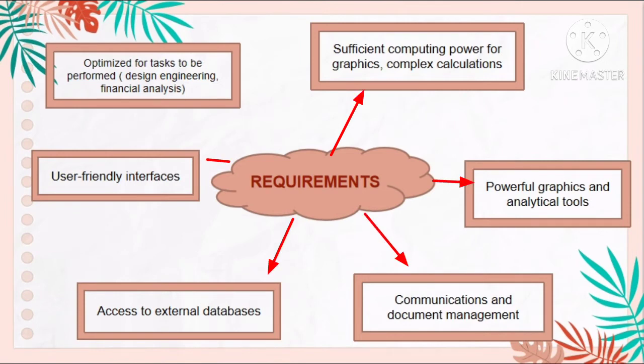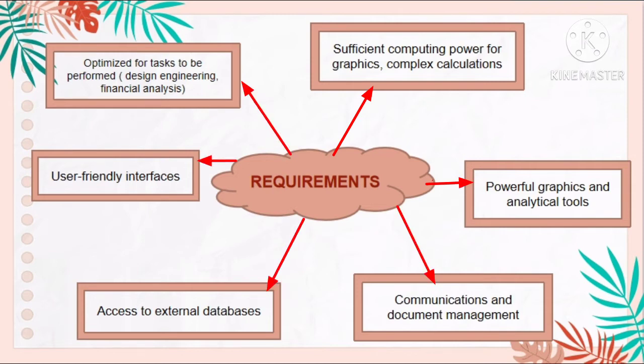Requirements of knowledge work system. This system requires, first, sufficient computing power for graphics and complex calculations. Second, powerful graphics and analytic tools. Third, communication and document management. Fourth, access to external databases. Fifth, user-friendly interface. And lastly, optimized for the tasks to be performed, which are design engineering and financial analysis.